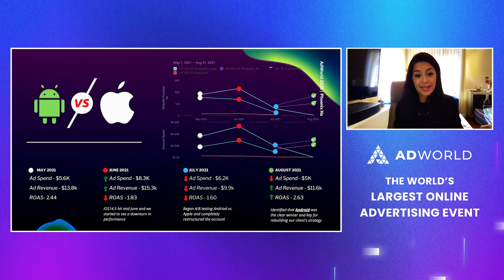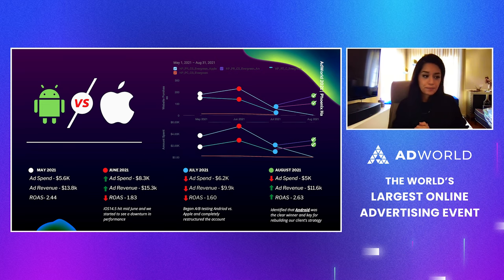What we realized was so interesting. Android was almost 100% of the sales. We need to reassess where we're at. Mayday, mayday, let's figure this out. That's when I saw that Wall Street Journal article and I said, let's just try it. Ad revenue dropped to about 9.9, so almost 10,000, and ROAS was at a 1.60. And this just didn't make any sense.